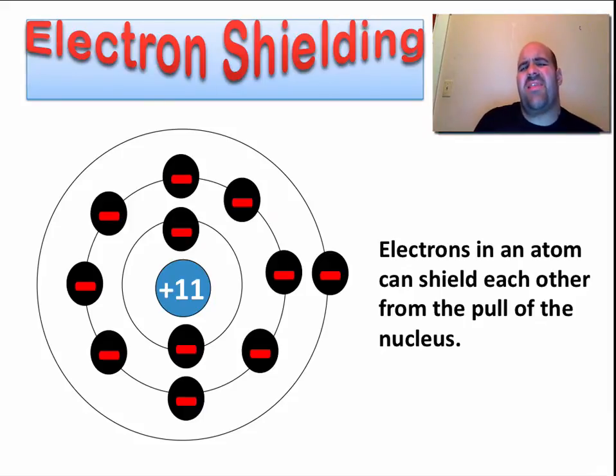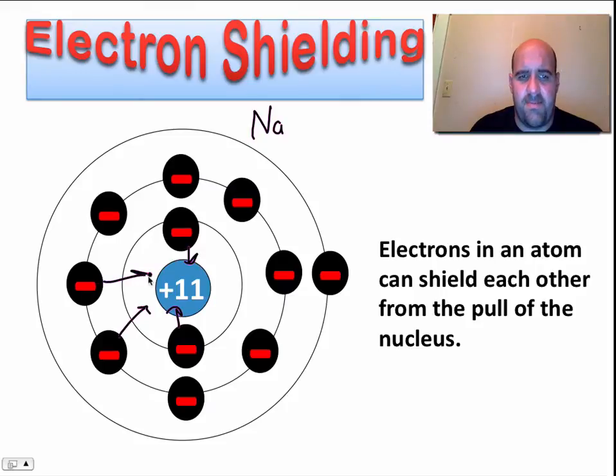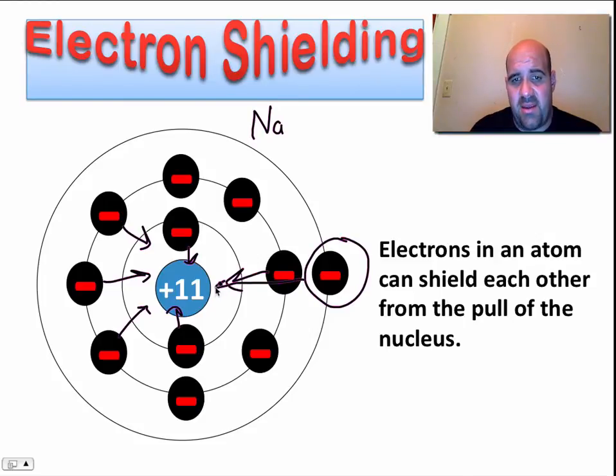And now we're going to talk about electron shielding based upon what we just saw. Electrons in an atom can shield one another from the pull of the nucleus. This is a sodium atom, and hopefully you picked up on that by its plus 11. There's 11 protons in here. They all have a positive charge, and they're pulling all these electrons in. They're saying, hey, get in here. But what's going to happen? This electron right here, the nucleus is pulling it in. But this electron right here, what do like charges do? Well, they repel.